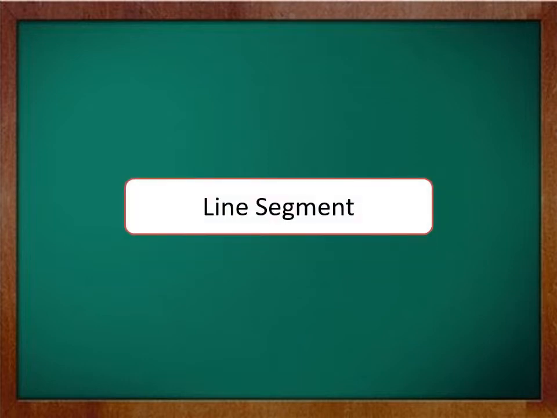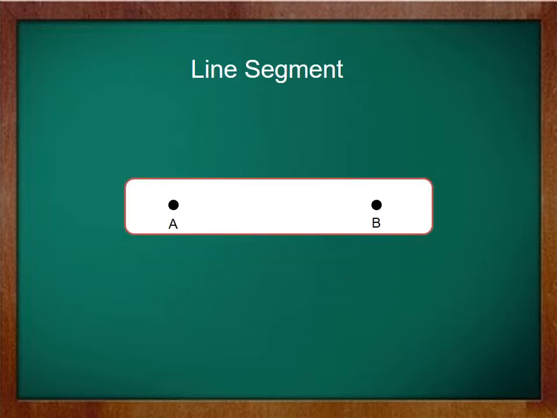Let's start with line segment. If we draw 2 points A and B and join these 2 points using a straight line, we get a line segment. Line segment is finite and has 2 endpoints. Line segment is denoted by writing letters A, B and drawing a line on top of AB.